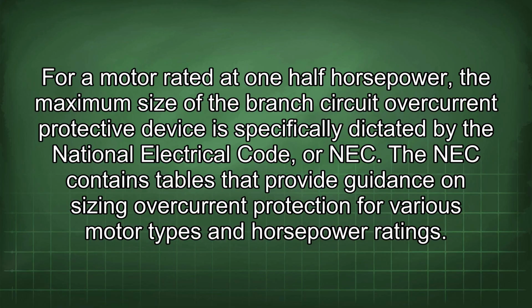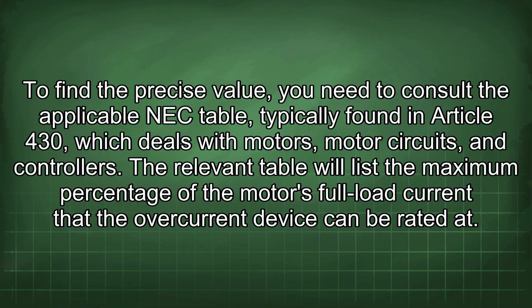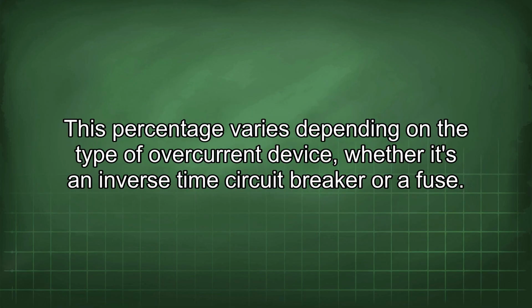The NEC contains tables that provide guidance on sizing overcurrent protection for various motor types and horsepower ratings. To find the precise value, you need to consult the applicable NEC table, typically found in Article 430, which deals with motors, motor circuits, and controllers. The relevant table will list the maximum percentage of the motor's full load current that the overcurrent device can be rated at. This percentage varies depending on the type of overcurrent device, whether it's an inverse time circuit breaker or a fuse.